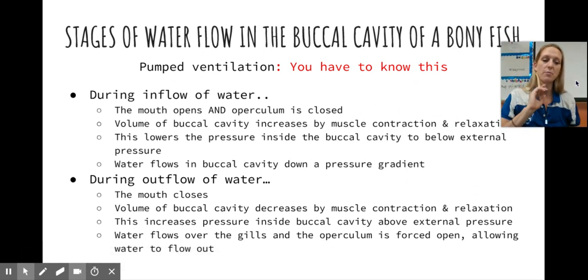So in pumped ventilation, the mouth is open, and the operculum's closed. The pressure in the mouth is low, the volume in the mouth is high. This is going to force water to move in. When the mouth is actually open, it's the buccal cavity floor that drops. And then once the water's in the mouth, the buccal cavity lifts, the mouth closes. This increases the pressure in that small area, and it decreases the volume, forcing water to go out through the gills.